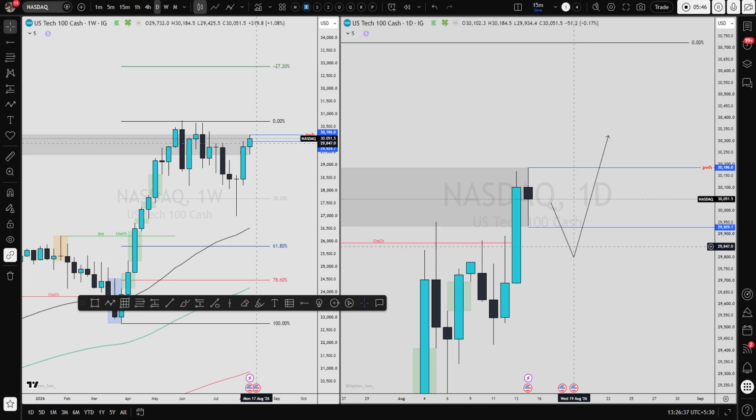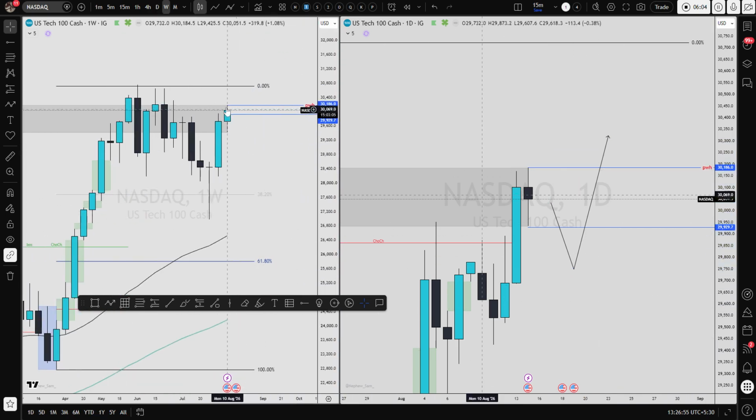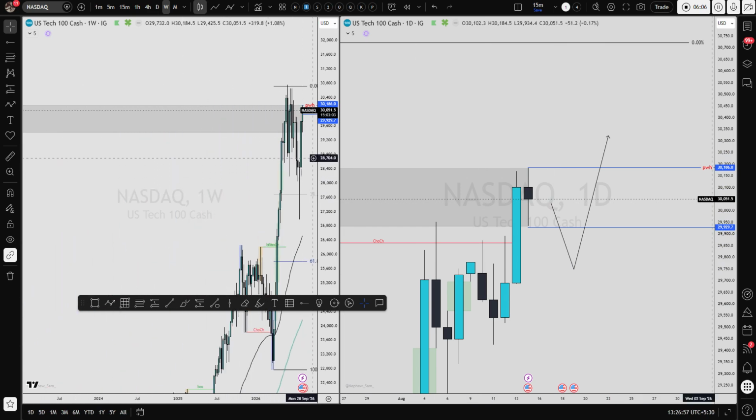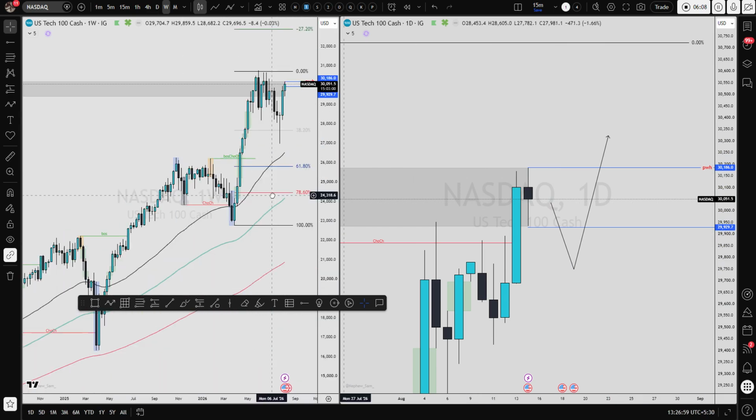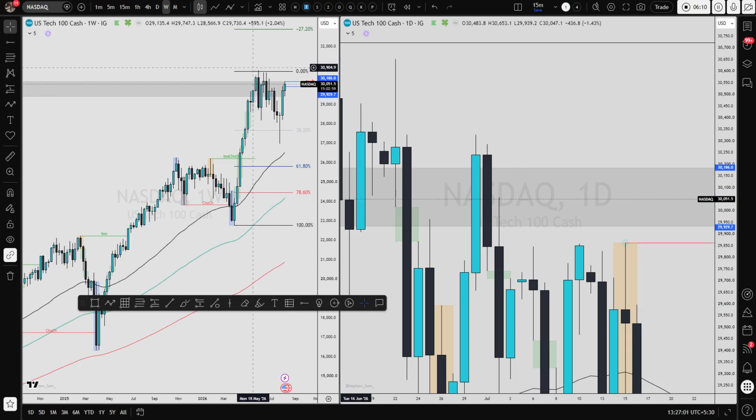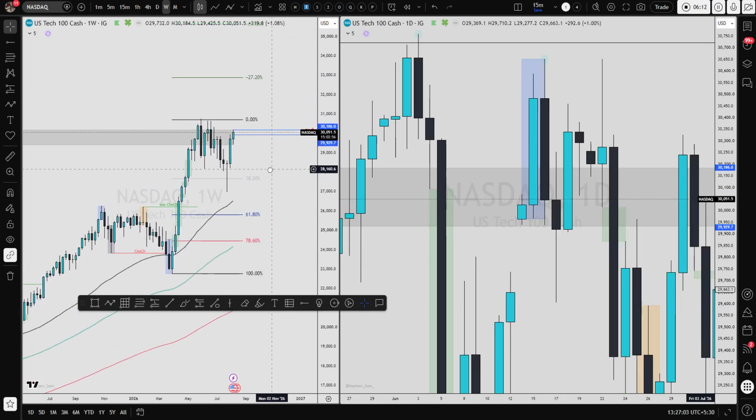If price truly manages to give me a decently lower correction and then starts moving towards the upside, and if I manage to catch any intraday longs over here, I would love to hold that trade setup towards this previous weekly high, because the previous weekly high is looking pretty clear to me. The environment is very bullish, and it's possible that we're going to see a new higher high in Nasdaq very soon.